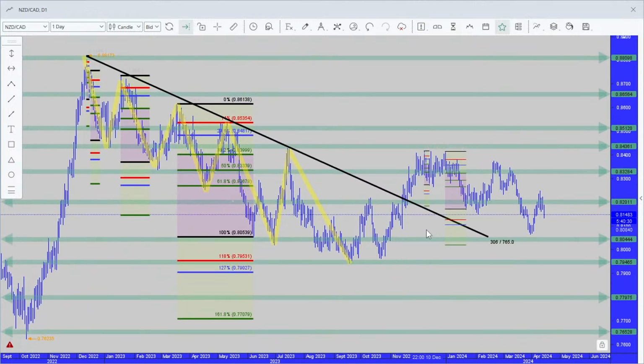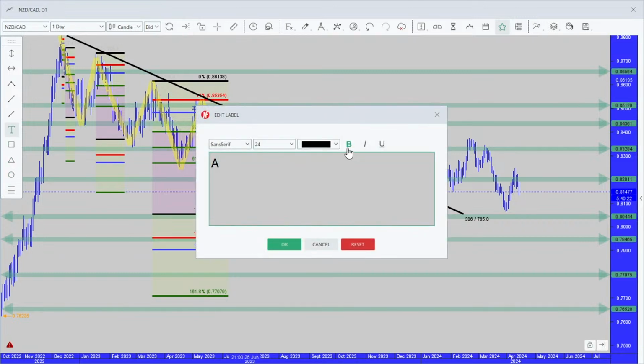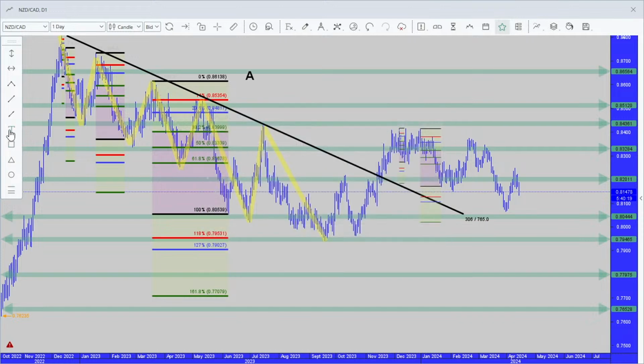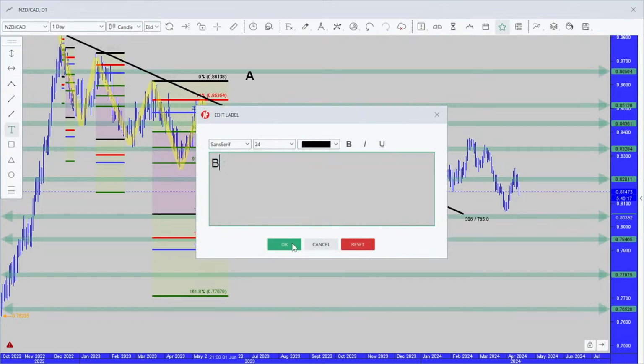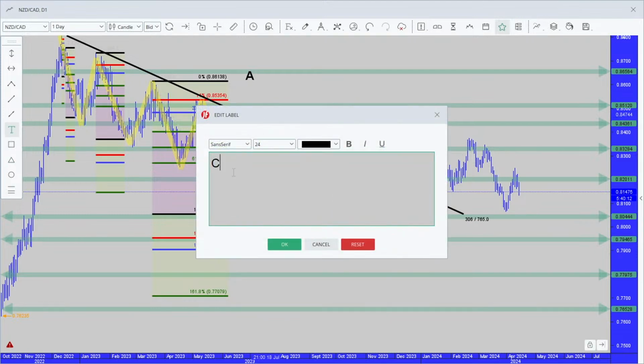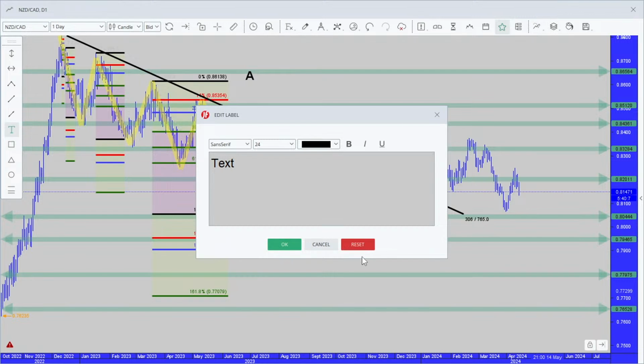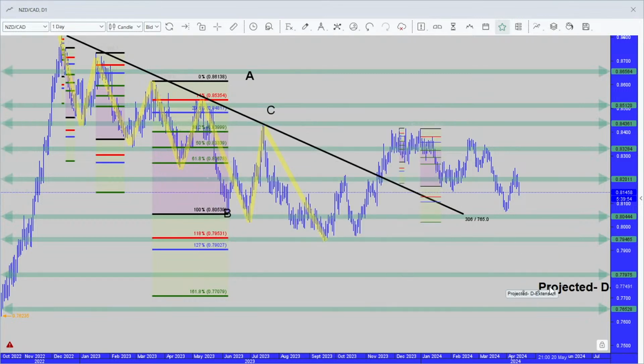And so this is the original Fibonacci here. Capital A, capital B, capital C, and green goes to green, projected the extension. The projected extension is down here.